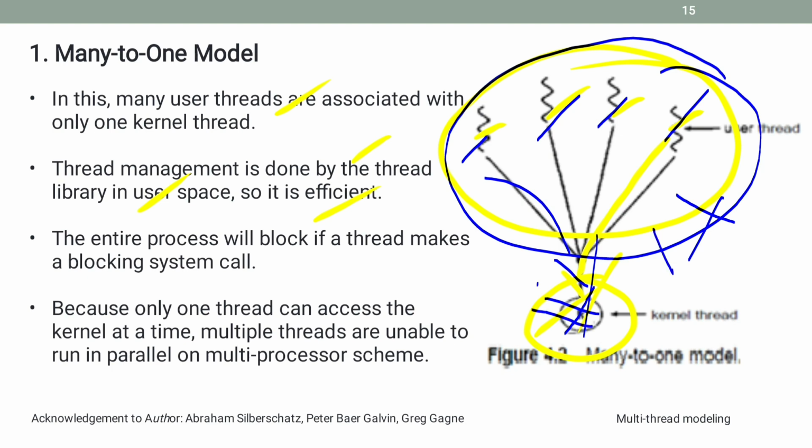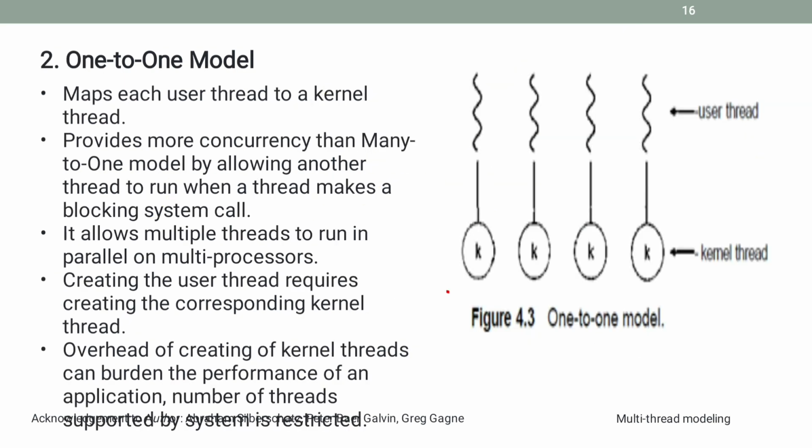Because one kernel is blocked by one thread here, when that kernel is blocked, then the whole process will be blocked. Its execution cannot be continued. This is the limitation or disadvantage of the many-to-one model. Second one is the one-to-one model.